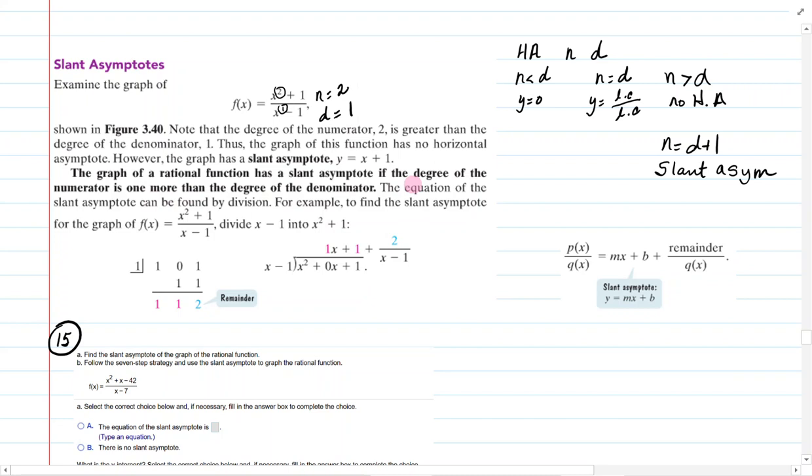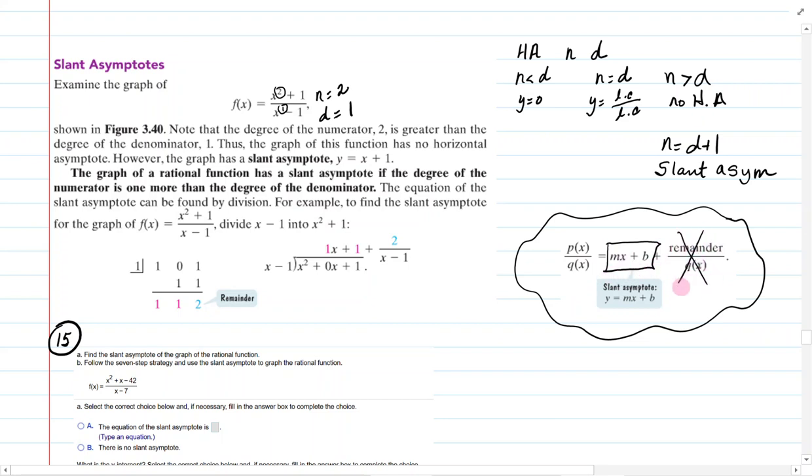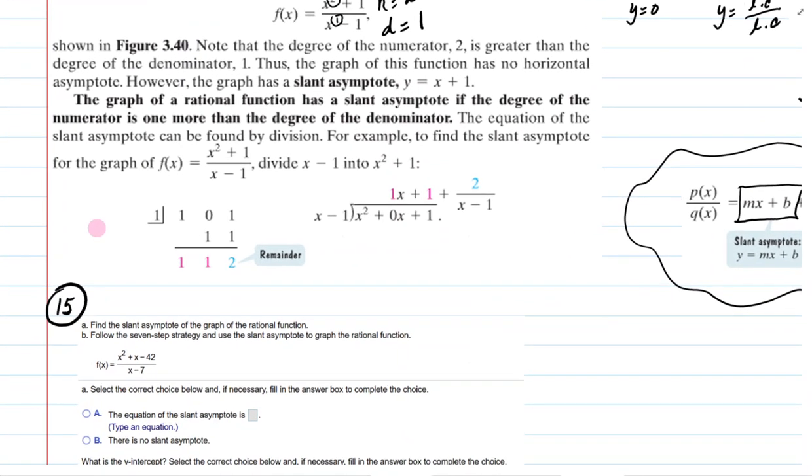And how do you find it? You find it by dividing. So this is the statement. If you have p of x over q of x, a rational function, and you do the division, because it's 1 degree bigger up here, you will always get a line. You will always get the equation of a line. And you will always throw away the remainder. Now that might sound quite odd right now, but bear with me.